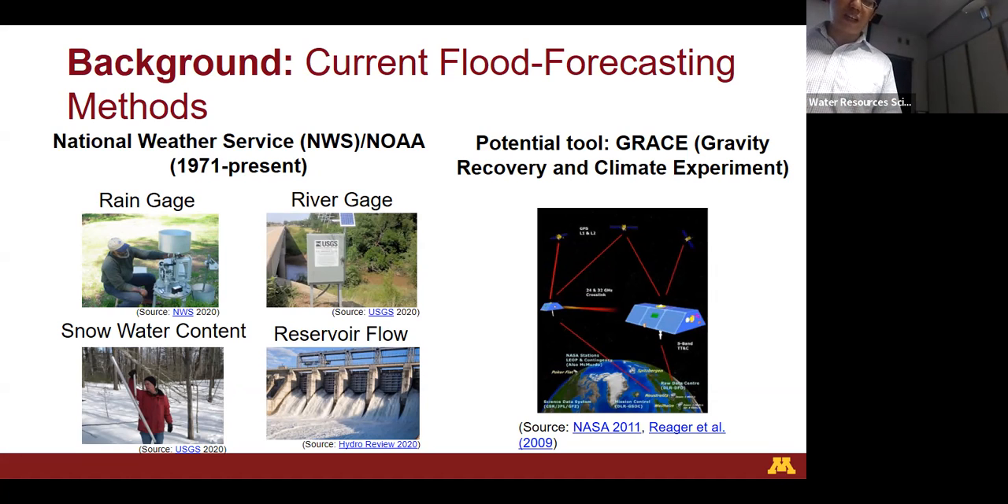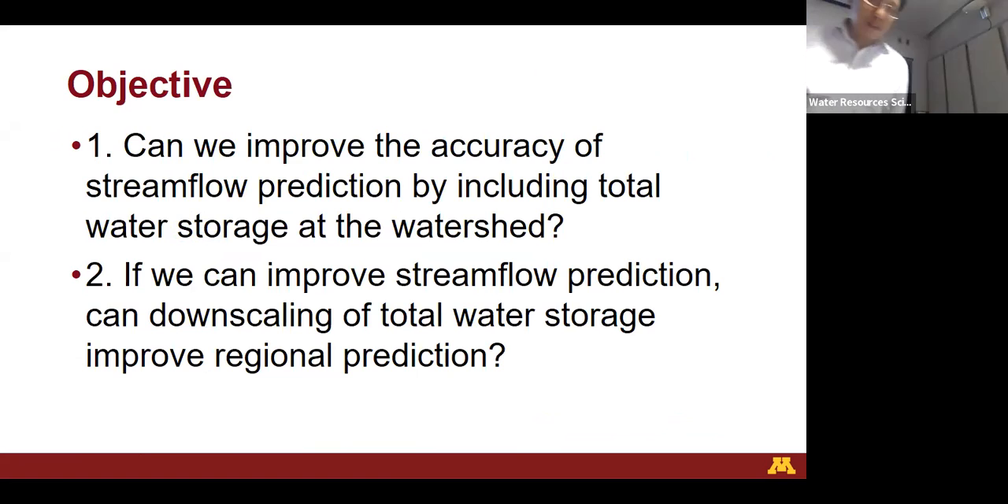In order to make the GRACE data usable for future flood forecasting, we have to downscale the GRACE data. Therefore, here comes the objective of this presentation. It asks two questions. First, can we improve the accuracy of stream flow prediction by including total water storage at a watershed? Second, if we can improve stream flow prediction, can downscaling of the total water storage improve stream flow prediction at a local region?